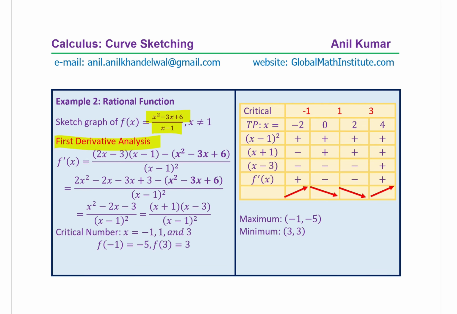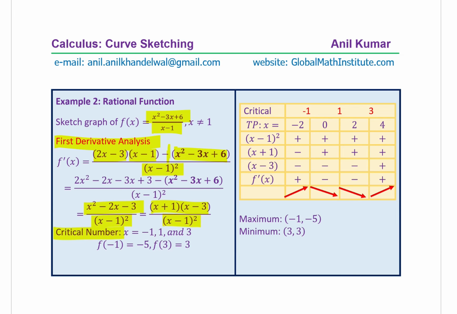We apply the quotient rule: denominator squared, derivative of numerator x squared minus 3x plus 6, which is 2x minus 3, times the denominator, minus the numerator times the derivative of the denominator, which is 1. I didn't write the 1, but you could always write 1 here. Does that make sense? And when you simplify it, you get a simplified form. It is good to write it in factored form to find the critical numbers.